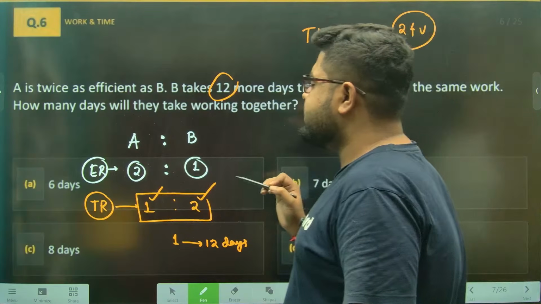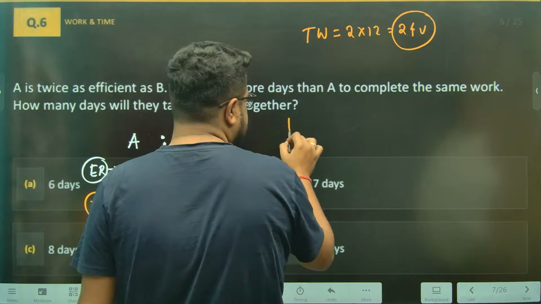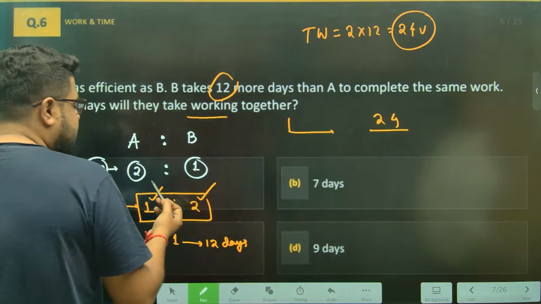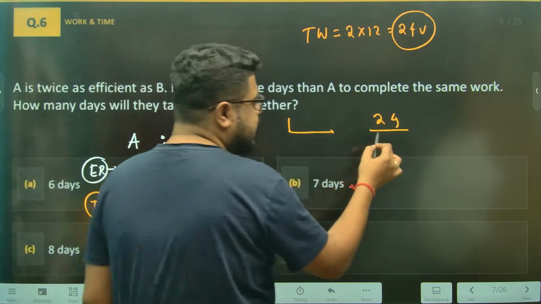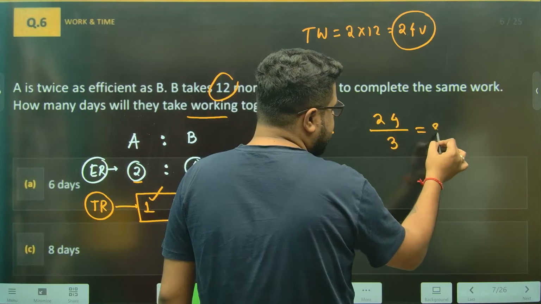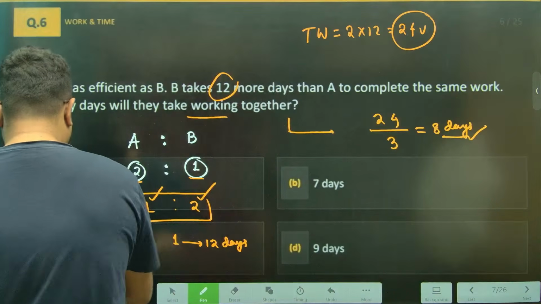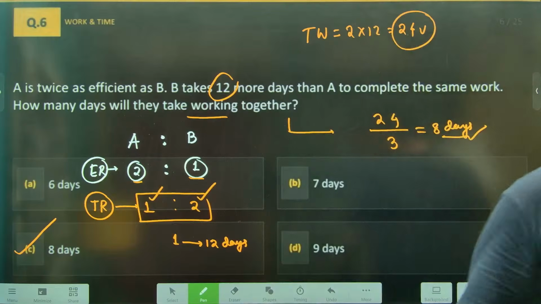Now they will complete it working together, sir. 24 units. Who will complete it? A and B both are working together, meaning 2 units plus 1 unit. 3 units are being done every day. So the time they will take working together will be 8 days, which is again option number C.